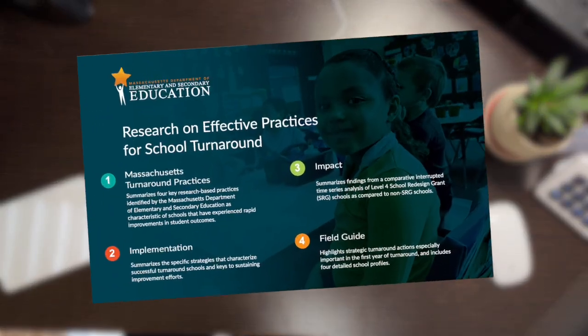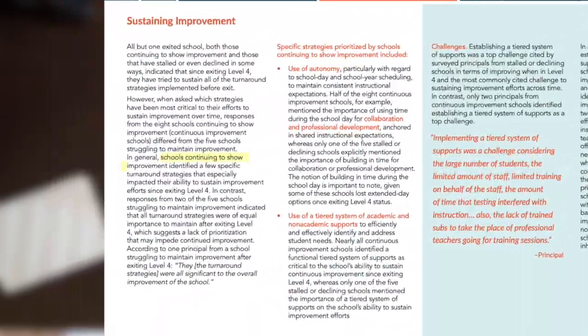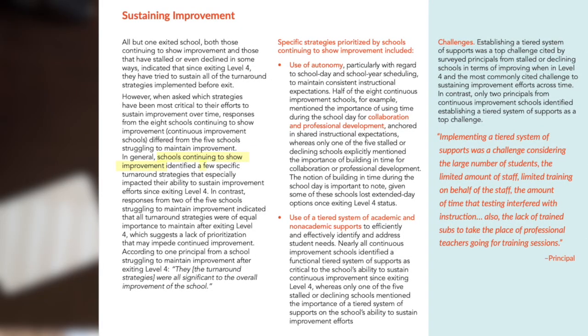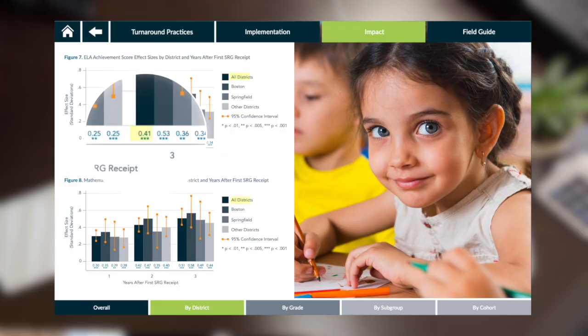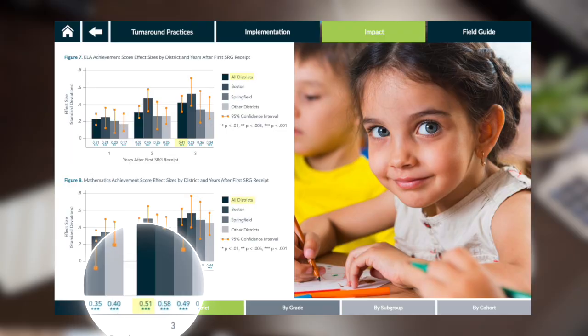This is hard. Everything seems important because you chose it for good reasons. But here's the reality check. If everything's important, nothing gets implemented well. A Massachusetts research on school turnaround schools found that successful schools strategically prioritized just a few key strategies. Schools that stalled, well, they indicated strategies were equally important and lacked the prioritization preventing the improvement they sought. The focused schools saw effect size of 0.41 in reading and 0.51 in math.